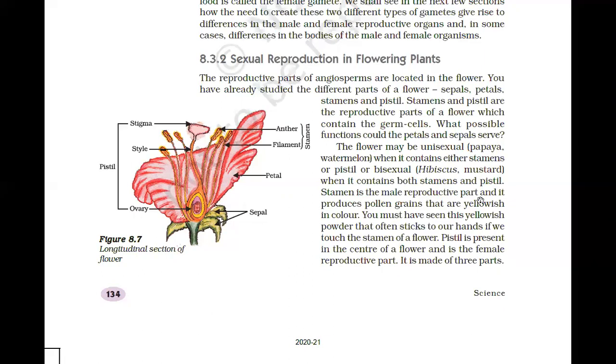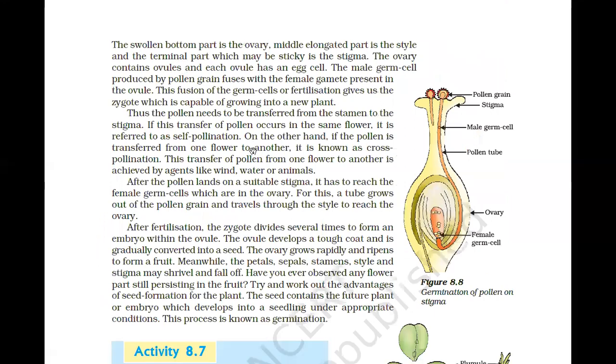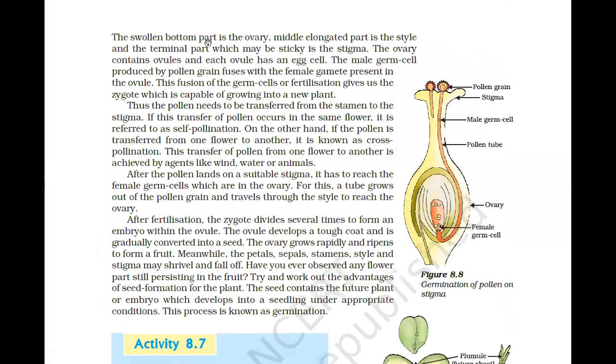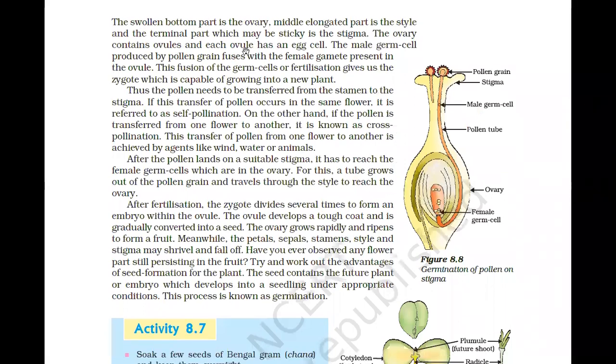Stamen is the male reproductive part, and it produces pollen grains that are yellowish in color. You must have seen this yellowish powder that often sticks to your hands if we touch the stamen of a flower. Pistil is present in the center of a flower and is the female reproductive part. It is made up of three parts. The swollen bottom part is the ovary, the middle elongated part is the style, and the terminal part, which may be sticky, is the stigma. The ovary contains ovules, and each ovule has an egg cell.